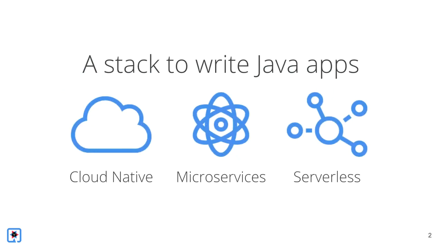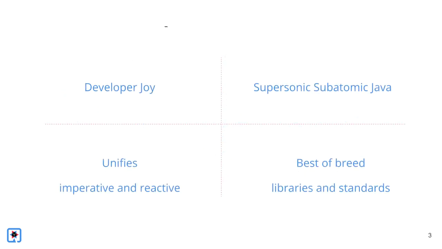Quarkus is a full stack for Java that has been tailored for the cloud native environment. That means it is packaged to use less memory and to be very, very fast to start. The stack itself proposes everything you need to build microservices and even to write functions and execute them in a serverless environment.